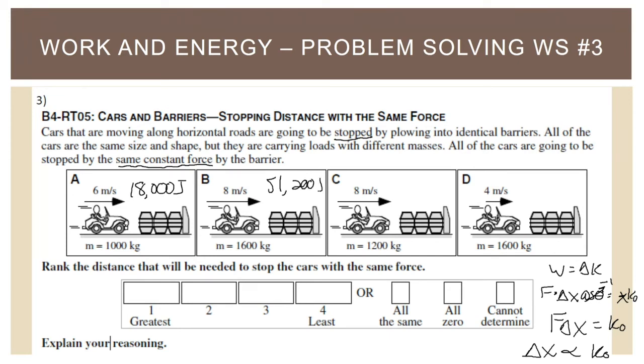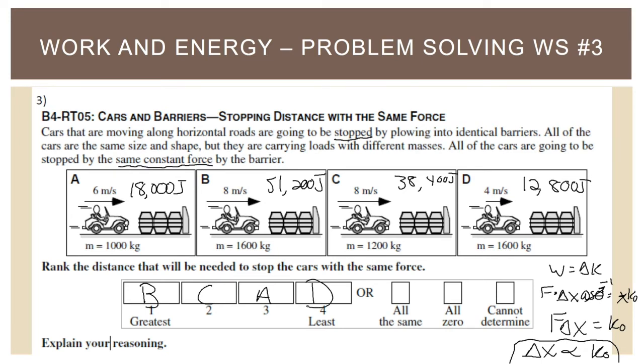51,200 joules. For C, 1/2 mv squared, with the data given in this box, would give you 38,400 joules. And then for D, 1/2 is 1,600 times 16, because that's 4 squared, is 12,800. And according to the relationship that we teased out at the beginning here, the displacement is proportional to the largest initial kinetic energy. So that would make B the greatest, then C, then A, and then D.